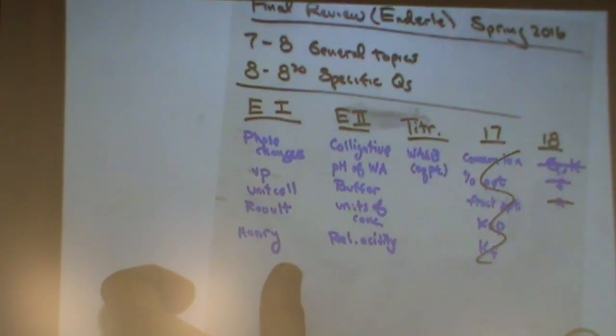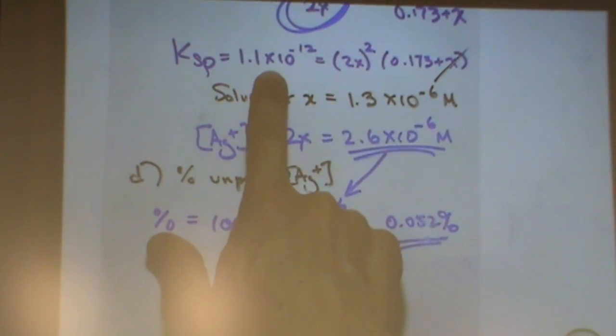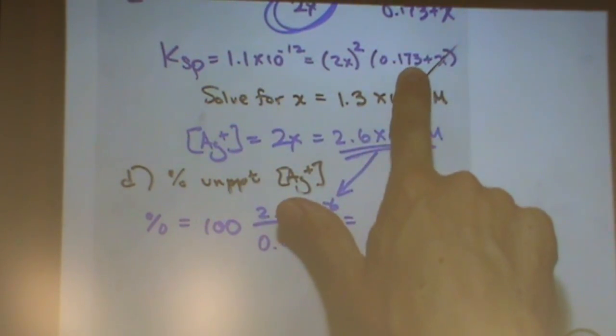Did I answer your question already? What was your question? Then I'll go to yours. The assumption. How do I know to make this assumption? When K is small compared to the other number, it's going to work.